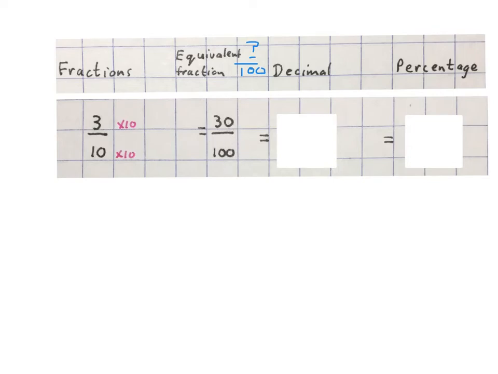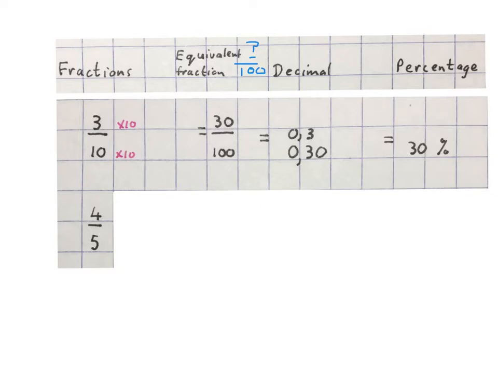30 hundredths, you write as a decimal, as 0.30. You can also write it as 0.3, but we're not going to do that in this video. Then 30 over 100, you should know is 30%, but you can also convert 0.30 to 30%. Please get your brain around that. 30 over 100 is well known, but also learn that 0.30 is another way of writing 30%.